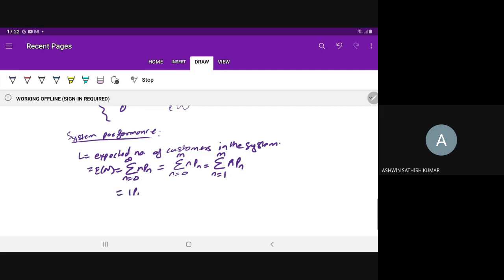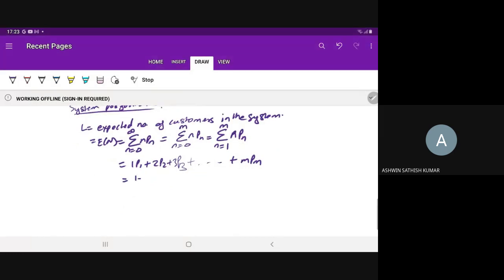So this will become 1p1, 2p2, 3p3, and up to mpm. Clear? And already we have computed the values of all the pns. What is the value of the pns? It is rho to power n into p naught, and p naught is 1 minus rho upon 1 minus rho to power m plus 1. So inside we have rho, 2 rho square, 3 rho cube, and plus m rho to power m. That is your p1, p2, p3, up to pm.